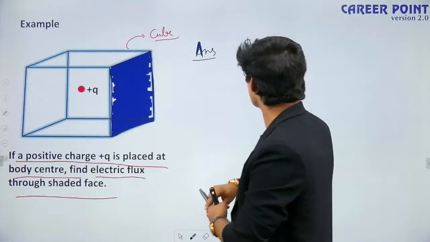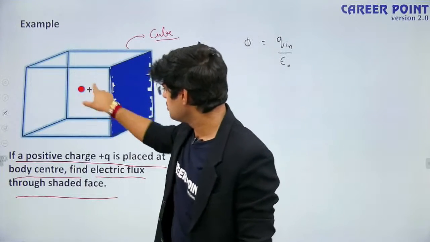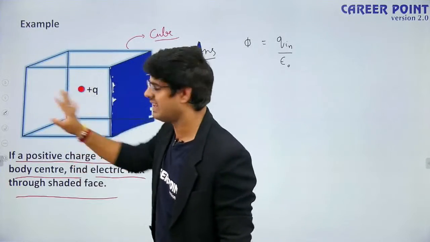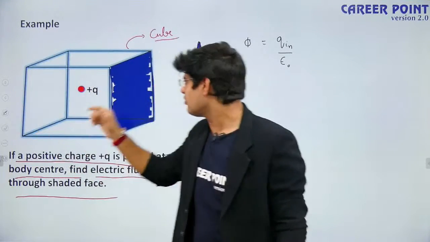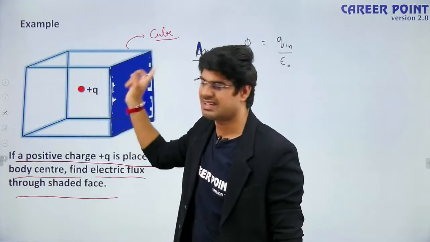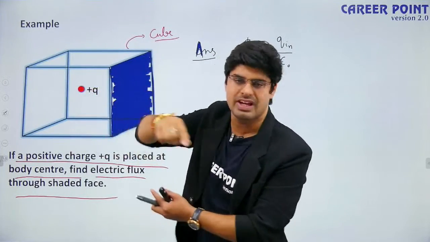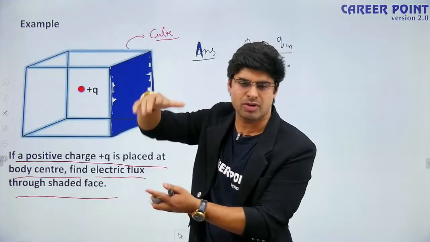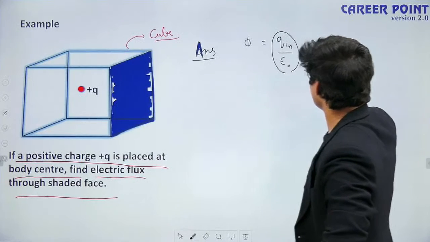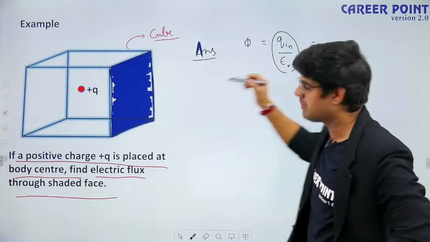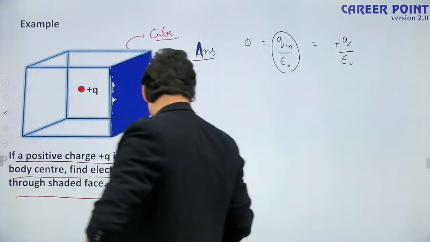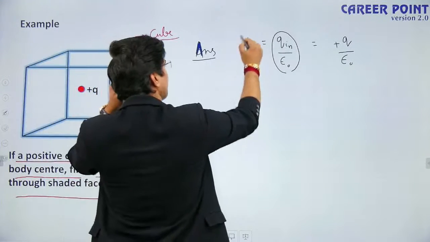So we can say flux due to this plus q charge. Flux means flow of electric field lines through all the surface areas. So flux due to this plus q charge across all the 6 sides, 4 plus 2, 1 at the top and 1 at the bottom, will be equal to q inside by epsilon naught, and we already know the value of q inside. How much is it? Plus q. So plus q divided by epsilon naught. Now in this case, what can we do? This flux is total.